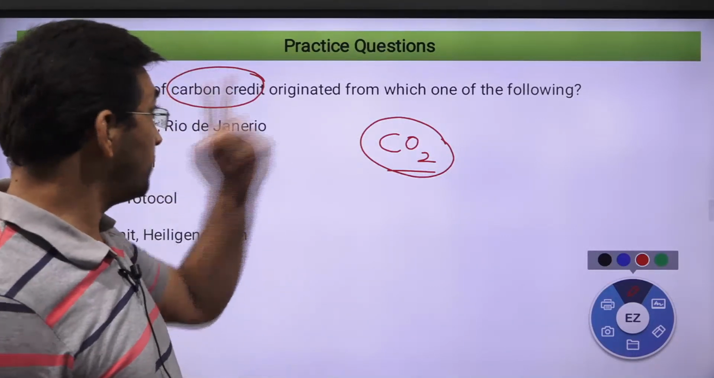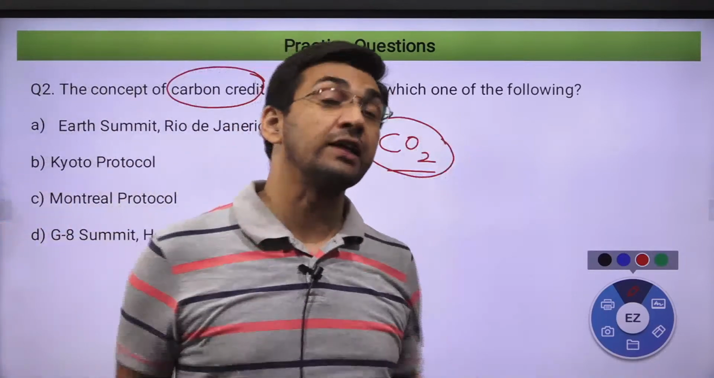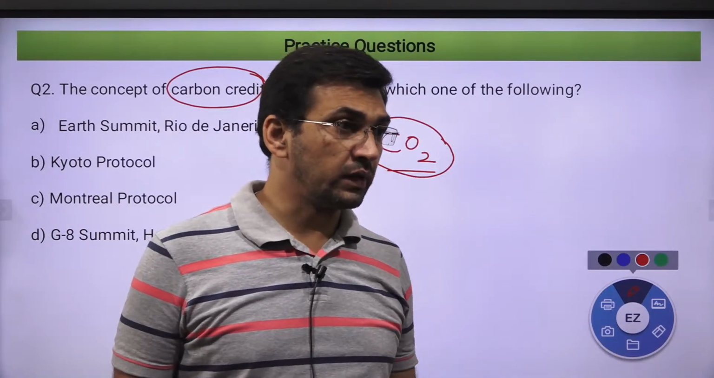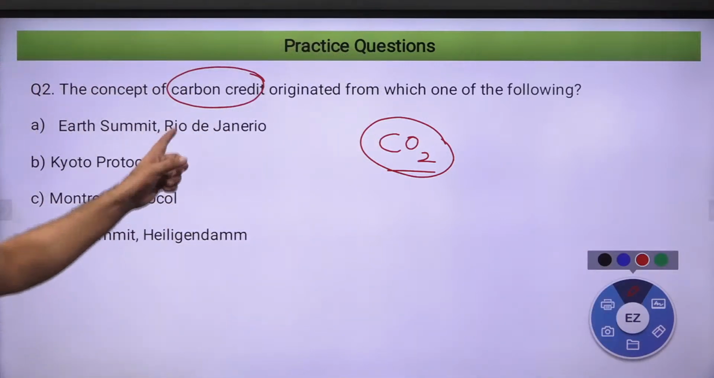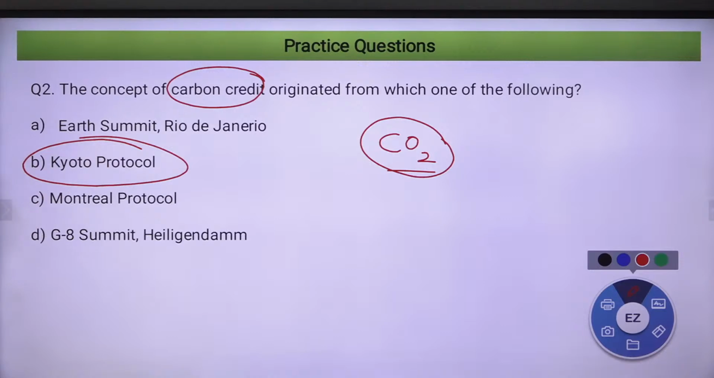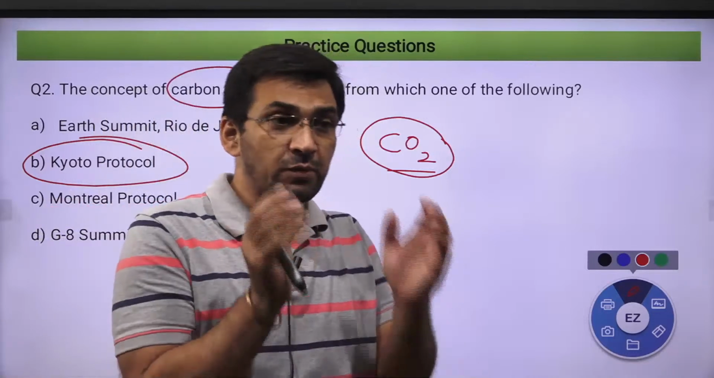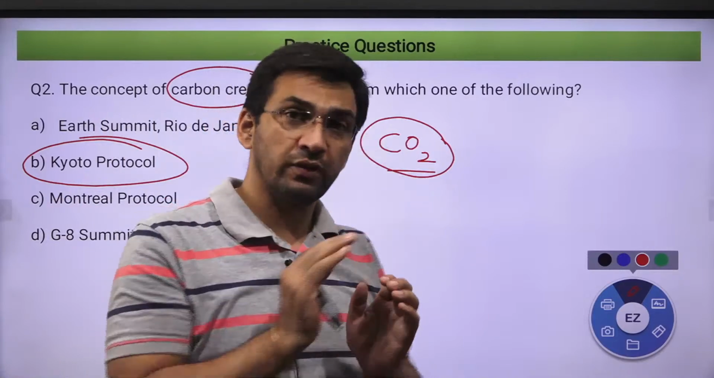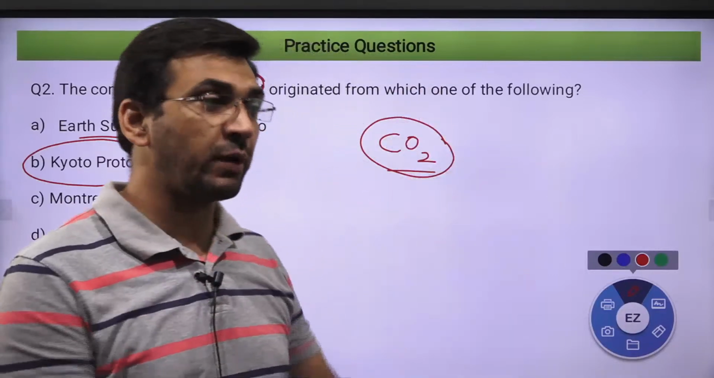Now this concept originated, if I make you recall, which was the first meeting where concrete targets were given. That was after the Rio Earth Summit, right? In 1992, you had the Earth Summit at Rio de Janeiro. After that, you had the Kyoto Protocol. In the Kyoto Protocol, concrete targets were given. Developed countries were given the targets to reduce the amount of carbon dioxide or greenhouse gas release into the environment. A target was given for its reduction, by what amount you have to reduce.